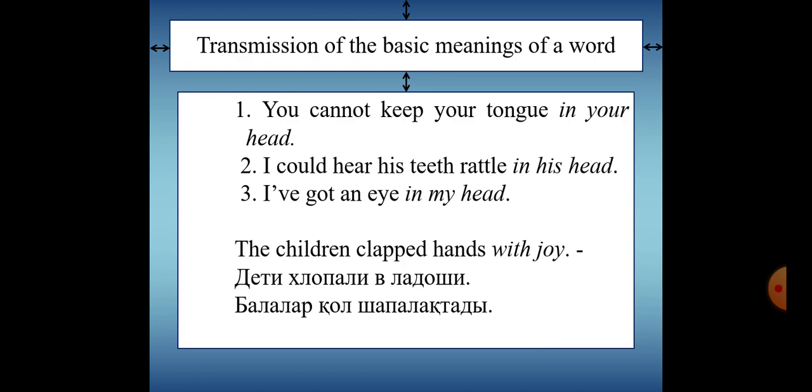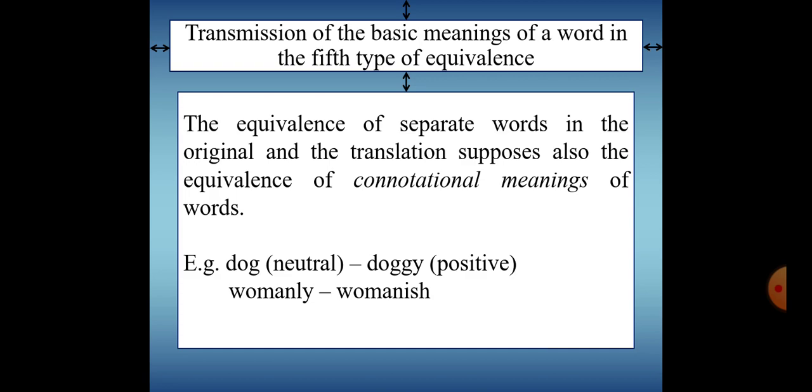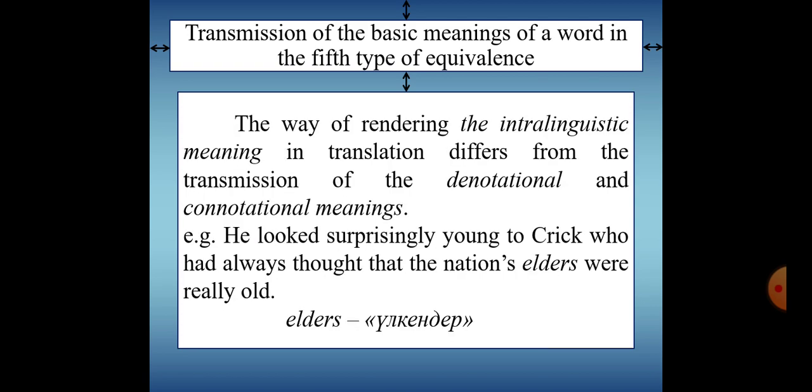Here also you can see some examples. Transmission of basic meanings of a word. First, you cannot keep your tongue in your head. Second, I could hear his teeth rattle in his head. Third, I've got an eye in my head. The children clapped hands with joy. The equivalence of separate words in the original and the translation supposes also the equivalence of connotational meanings of words. For example, dog, its neutral meaning, doggy, its positive meaning.